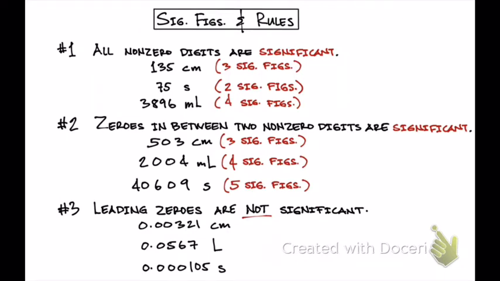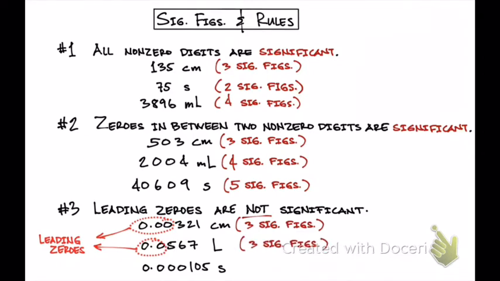0.00321 centimeter. So you made a measurement and you got 0.00321. You can see that the first three zeros are considered leading zeros, and you don't count them. They're not considered significant. So for this measurement, you have a total of 3 significant figures. The next one here is 0.00567 liter. And so again, you have 2 leading zeros, and they don't count. And so you only have 3 sig figs for this measurement.